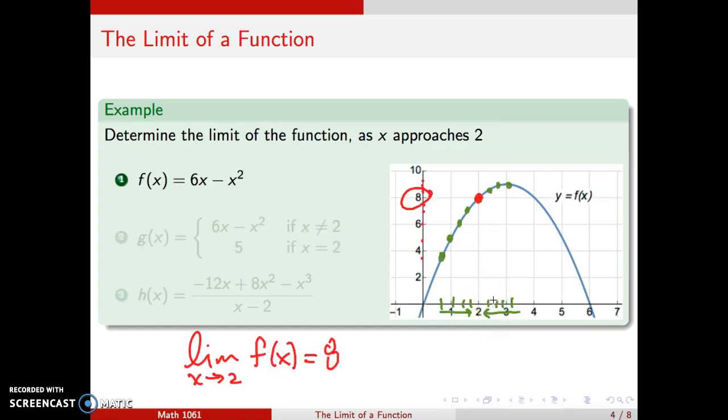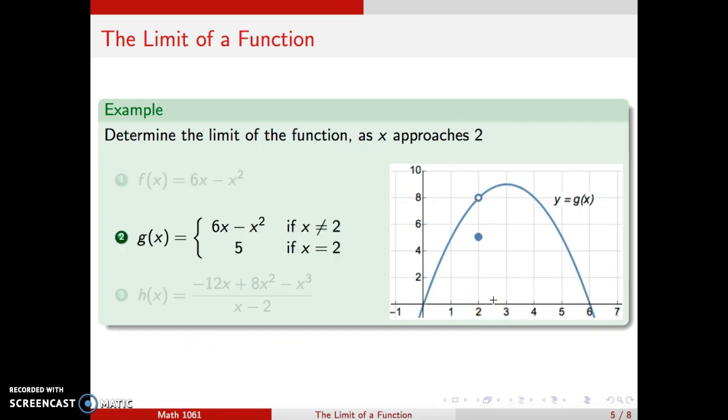So again, just like we did before, we're seeing what happens when we get closer and closer to 2 from both sides. Let's pick some x values along the way. Both sides. And it looks like, again, I'm getting closer and closer to 8. And in fact, that is the limit.